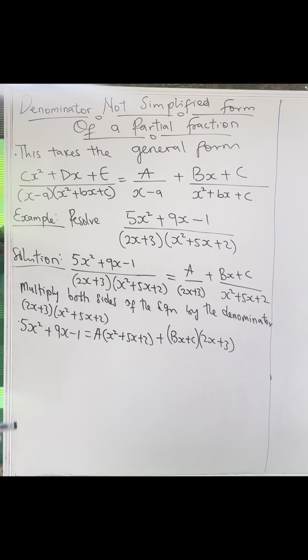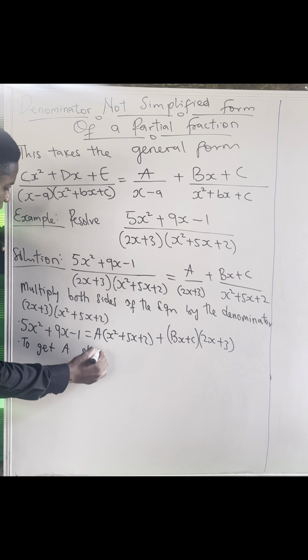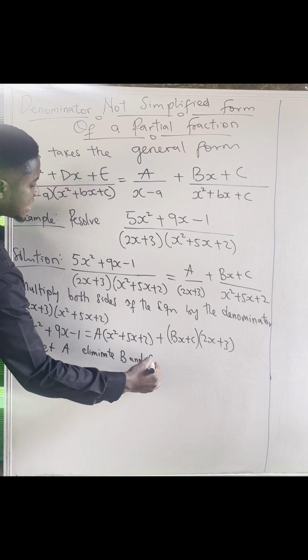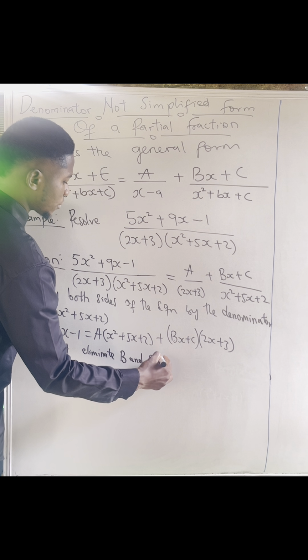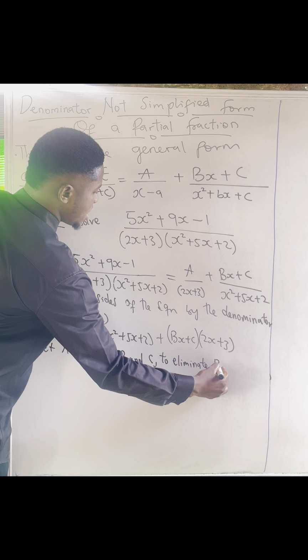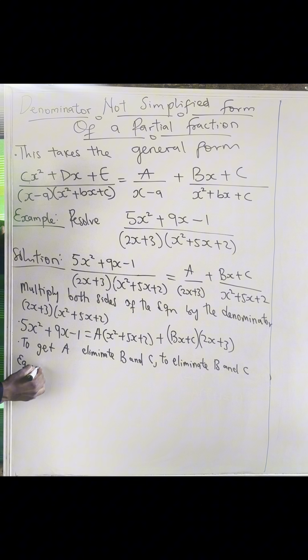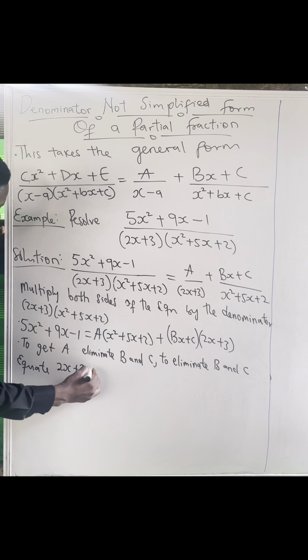So guys, I will just say, to get a, eliminate b and c. So it will be eliminate b and c because these b and c are together. Also, to eliminate b and c, equate what is beside b and c, that is 2x plus 3. Equate 2x plus 3 equals 0.